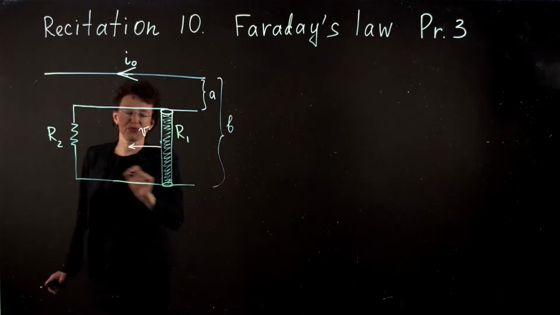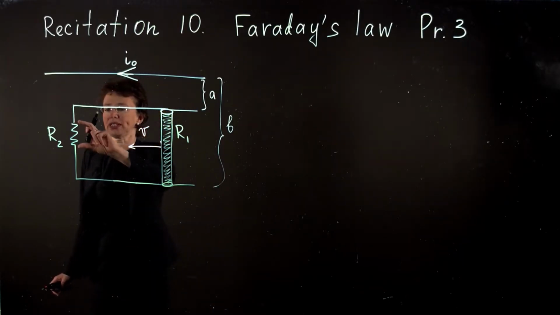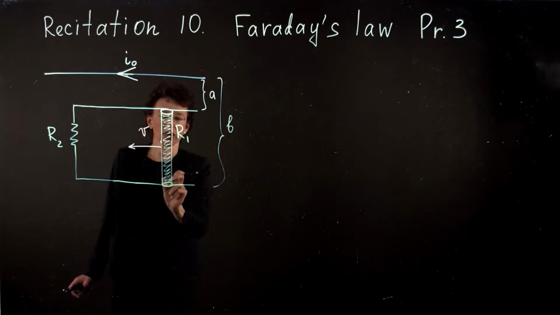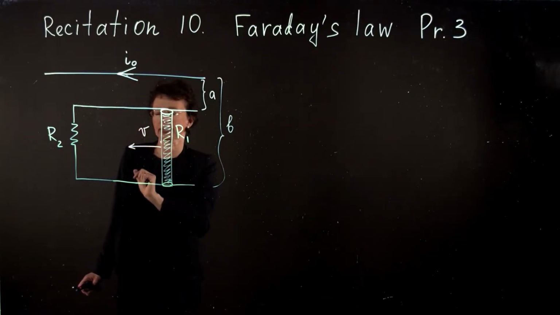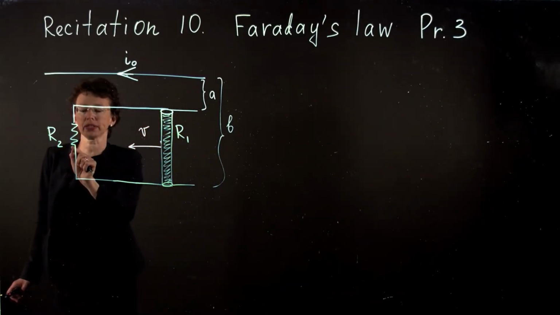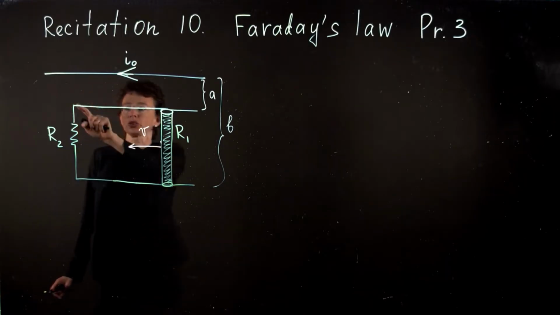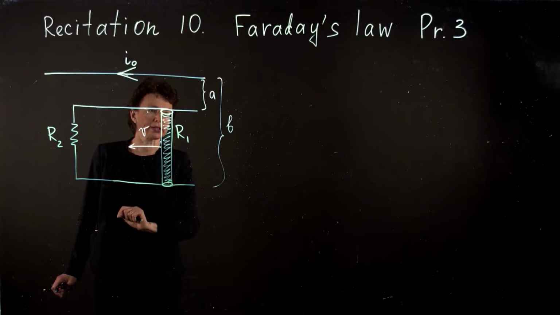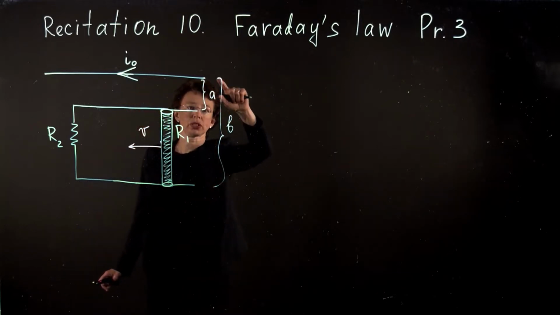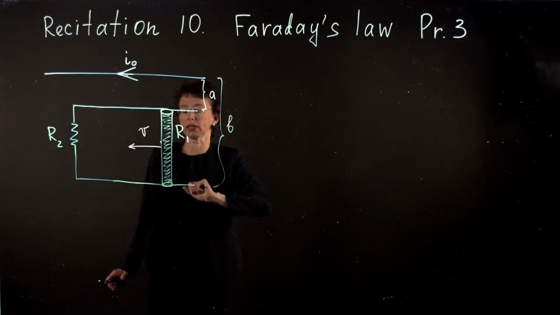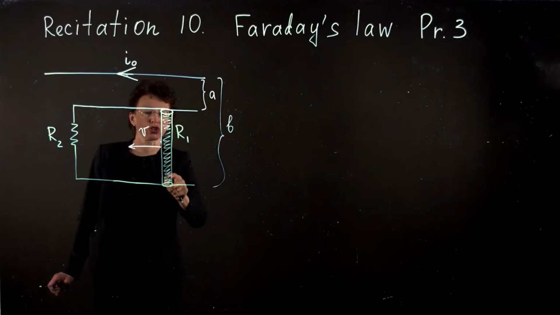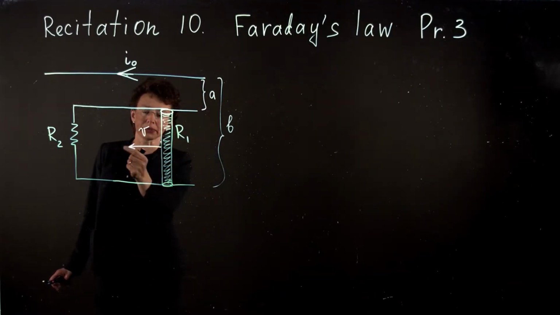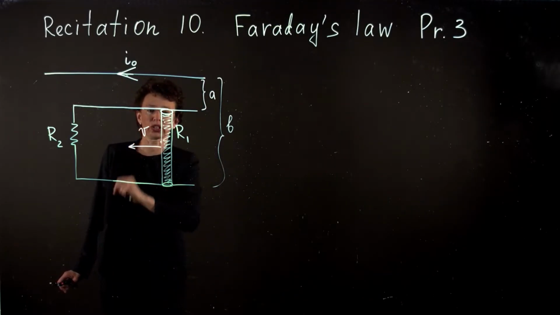And we will have a frame with two resistors. This rod that can move has resistance R1, and this is a resistor with resistance R2. They are connected by resistance-free wires. So this dimension is given, this dimension is given. I'm moving this rod with constant velocity v to the left.